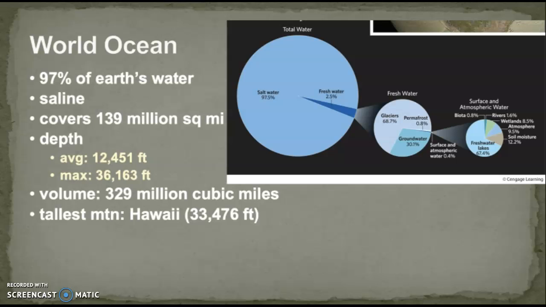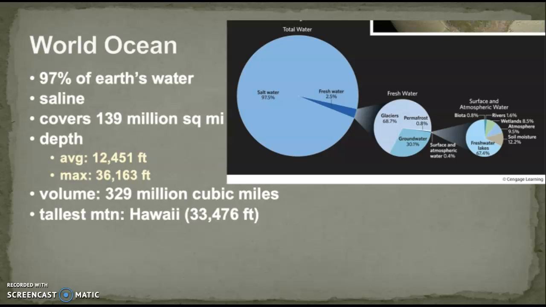This water is saline, which means that it has a significant amount of dissolved material in it. In fact, one of the things that we'll find out in the chapter on ocean chemistry is that the salinity of the ocean is around 3.4 to 3.5%. So 3.4 to 3.5% of the water in the ocean is actually dissolved substances. Sodium and chloride are the most notable, but we'll find out that there's actually a lot more dissolved in seawater. The ocean covers 139 million square miles, which ends up being about 3/4 of the Earth's surface.